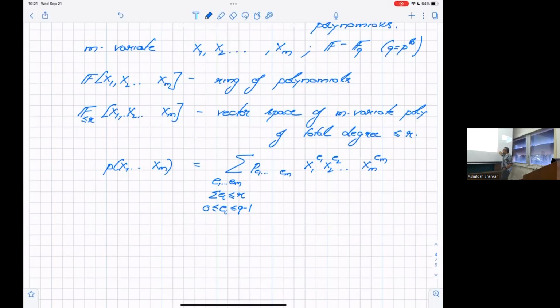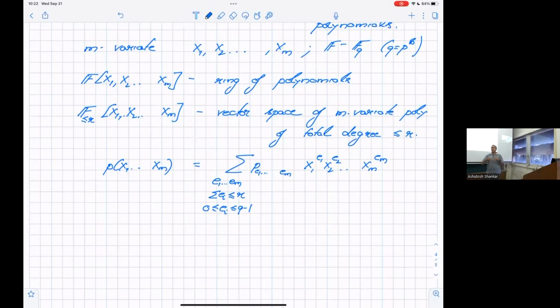Okay. And what's the code? How do I specify the code? We will view the message as giving out these coefficients. Previously, in the Reed-Solomon code, the message was p0, p1, p2, all the way up to p_{k-1}. Here we view the message as these coefficients. And then the codeword will be: once you have the message, you have this polynomial, take the symbolic polynomial and evaluate it on a certain set of points. That's going to be the code.